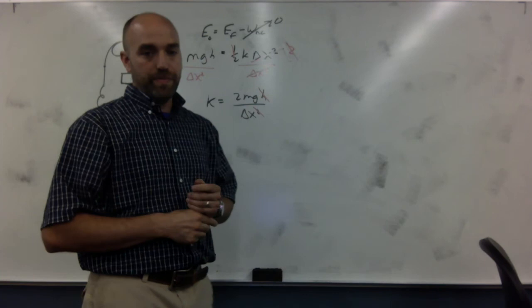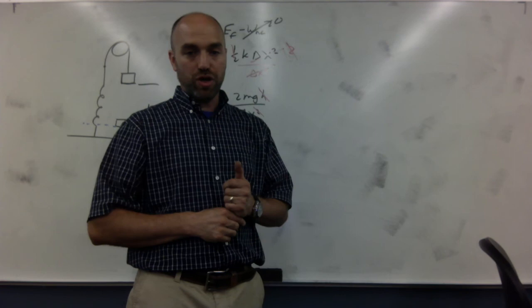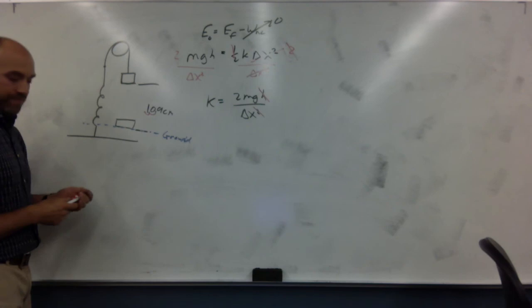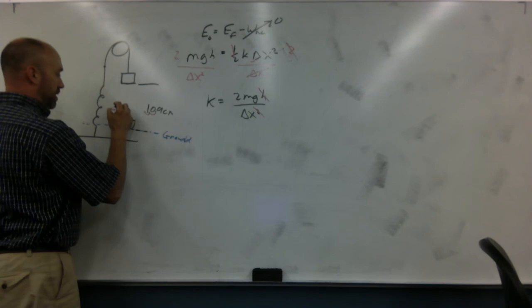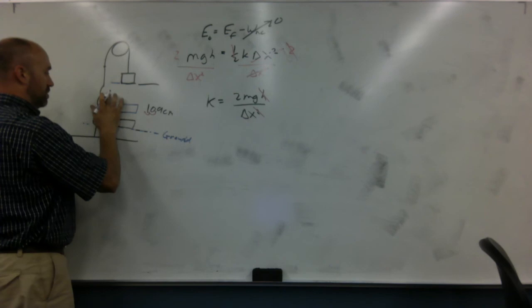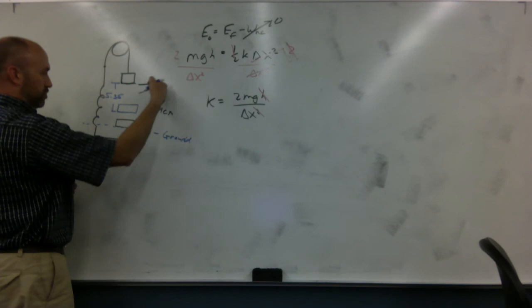Part B asks, if the object drops 10.2 centimeters before stopping, find the speed of the object when it is 5.65 centimeters below the starting point. So now I'll draw this in blue. You've got your block, and it's right here. 5.65, or whatever your number is. What's your number, Beth? 5.35. So it's 5.35 centimeters below that. And the question is, how fast is it moving there?